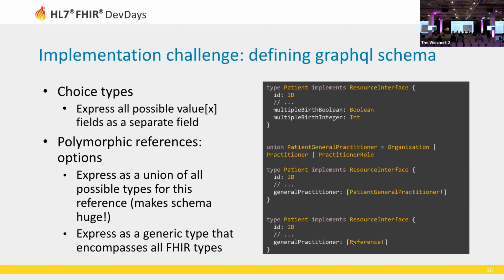Whereas if you have a generic type like reference, and somebody requests something that doesn't make sense, like patient, general practitioner, and then on claim, the server will be totally happy. It'll just give you a blank result back.